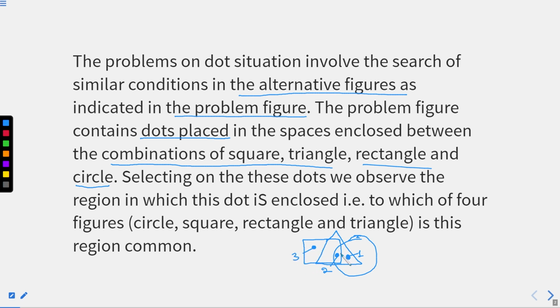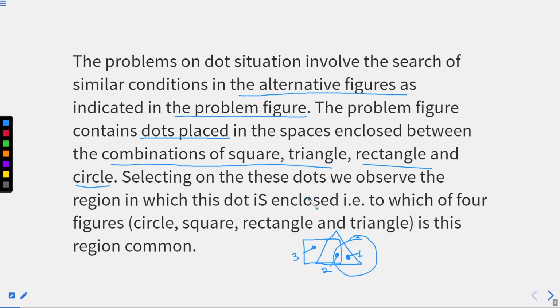So any kind of condition can be given in the question figure. You have to find the similar kind of placements in the options, right? As soon as you find it, this will be your answer. This is how in this chapter we are going to solve the questions, right?